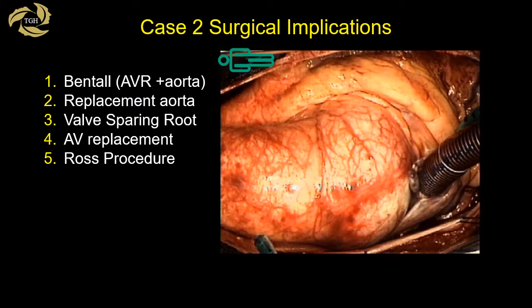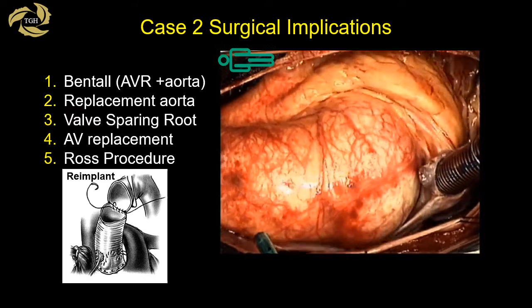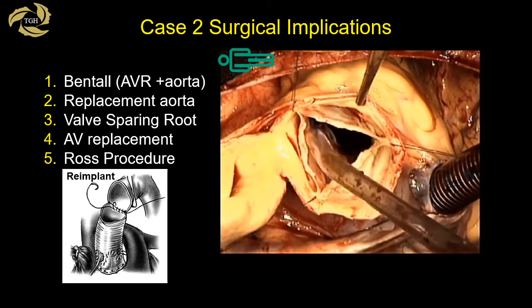The surgeon has a few choices in this patient: a Bentall, including replacement of the aortic valve and aorta, an aorta replacement, a valve-sparing root, a simple aortic valve replacement, or a Ross procedure. Not surprisingly, at TGH, we see many patients presenting with this pathology who undergo a valve-sparing procedure.